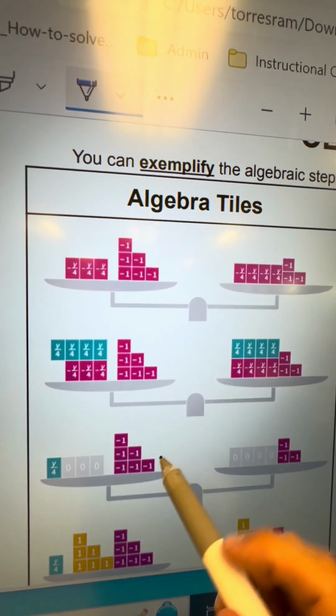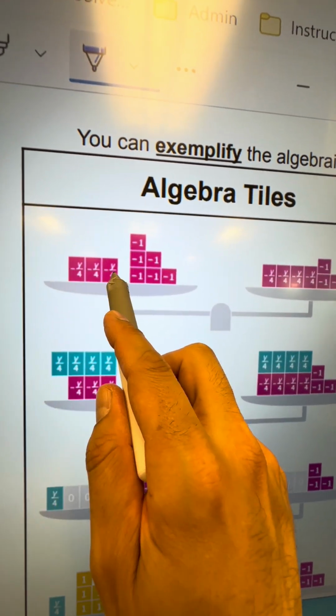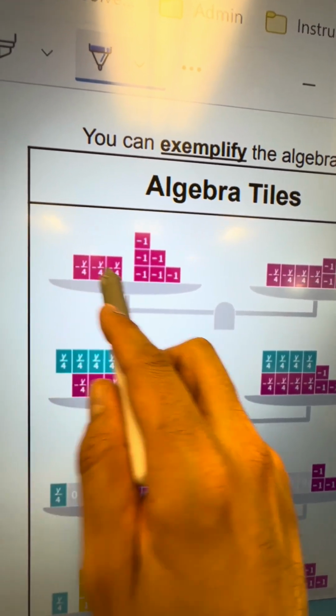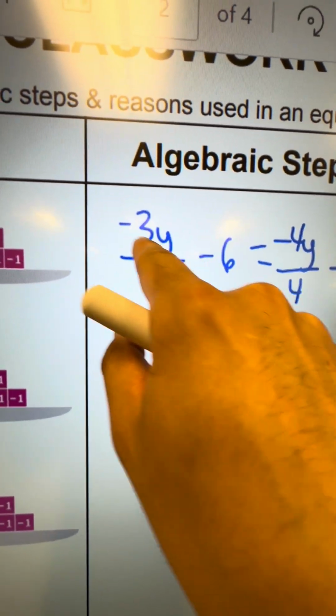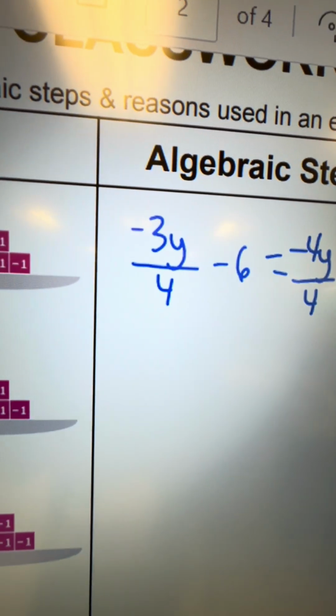And in this example, you can see here we have 3 negative y's over 4, so 3 of these. So I write it out like this, 3y over 4, because we have 3 of them, and they're negative. So I put negative 3y over 4.